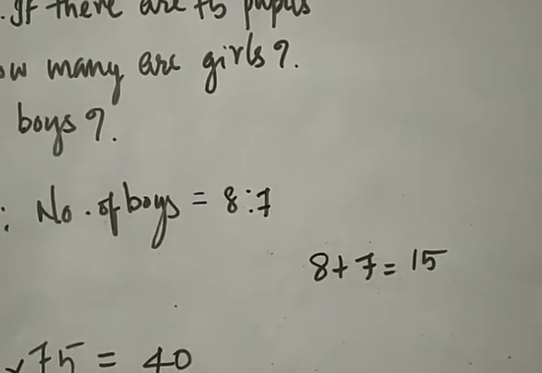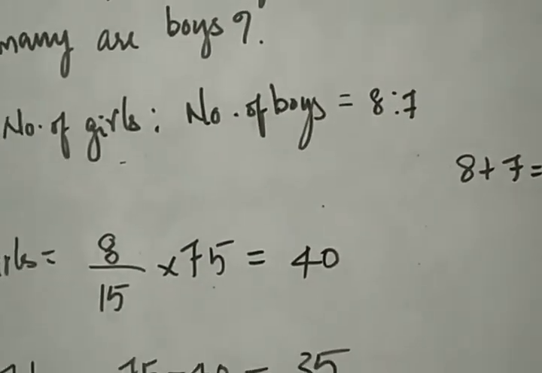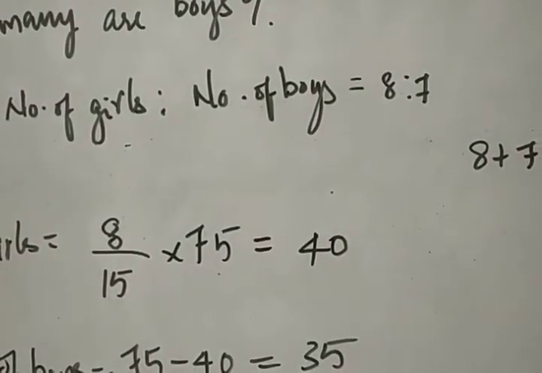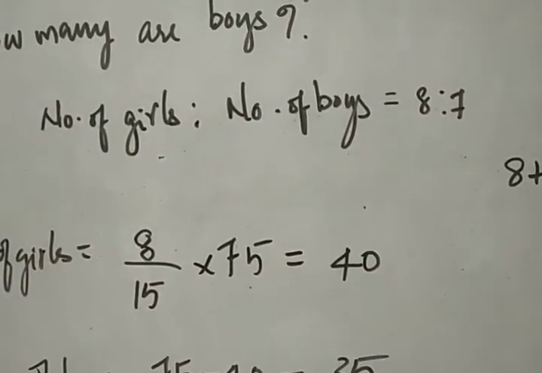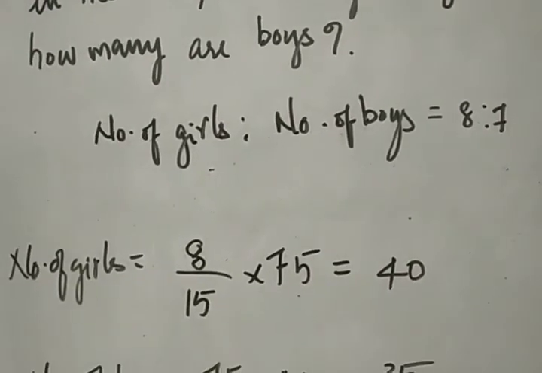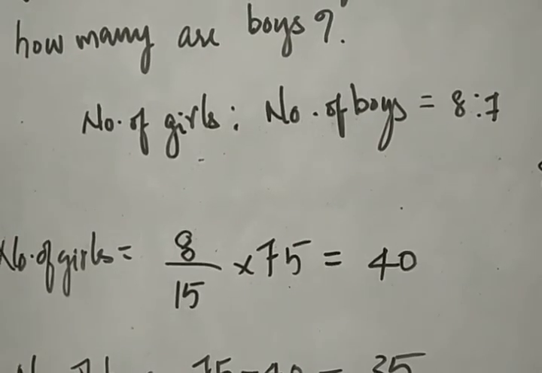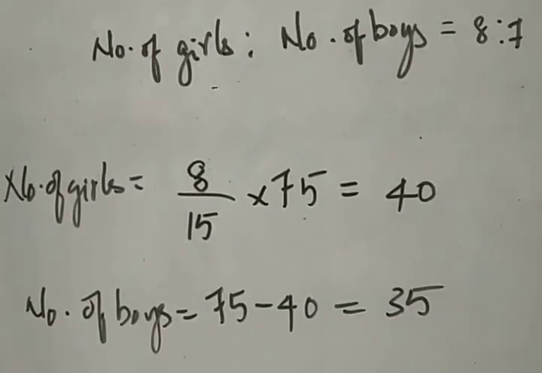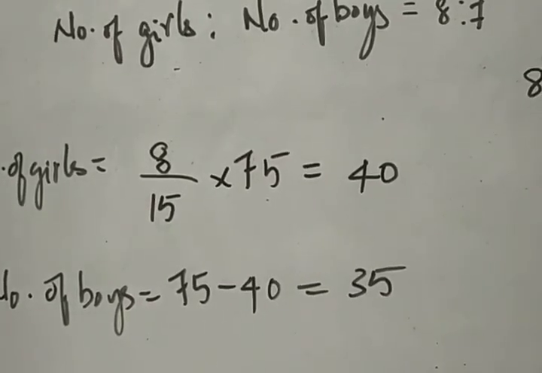So we can find out the number of girls by 8 by 15 into 75, and that is equal to 40. So the number of girls is 40. Since we have a total of 75 pupils in the band, the number of boys will be 75 minus 40, and that is equal to 35.